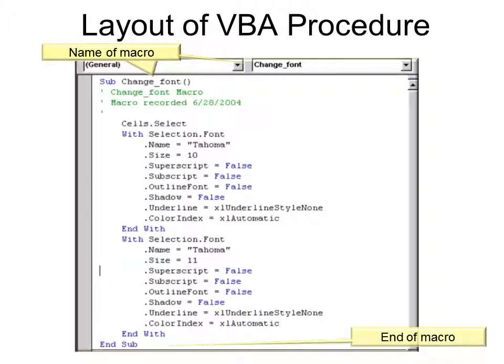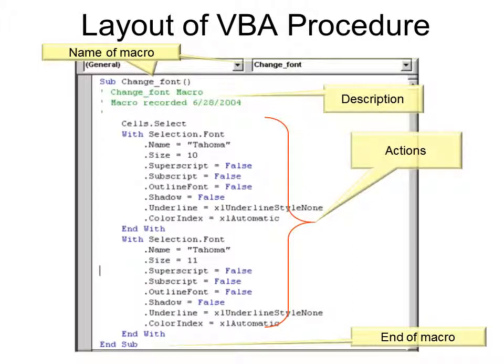This is the end of the macro. Notice that it starts with sub, the sub procedure, and it ends with end sub. So this is the beginning, this is the end. Then you can see the descriptions in green, and then all the actions that were recorded in this macro are in between.